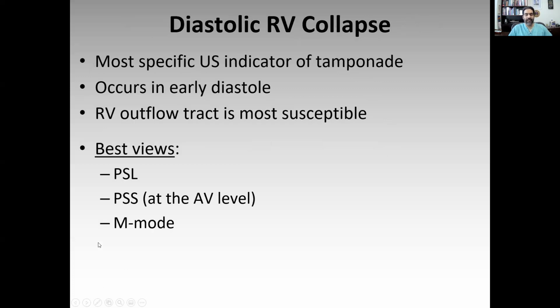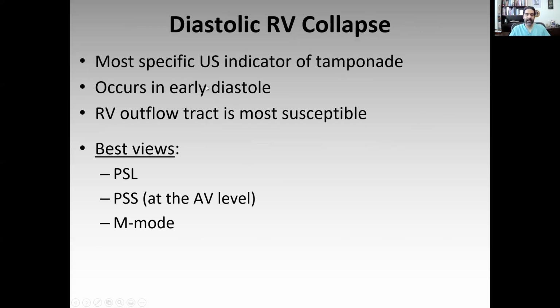So first, let's talk about diastolic RV collapse. This is what most people think of as the sine qua non finding of tamponade on echo. It's the most specific ultrasound indicator of tamponade. So what happens is you get collapse of the right ventricle, specifically the right ventricular outflow tract in early diastole. So it's early diastolic collapse.